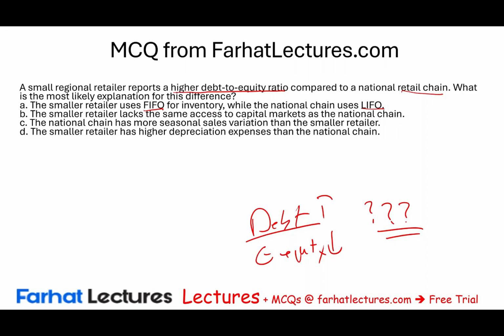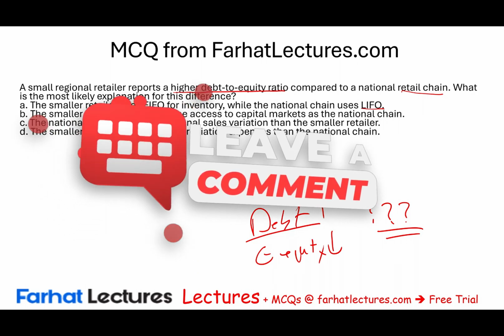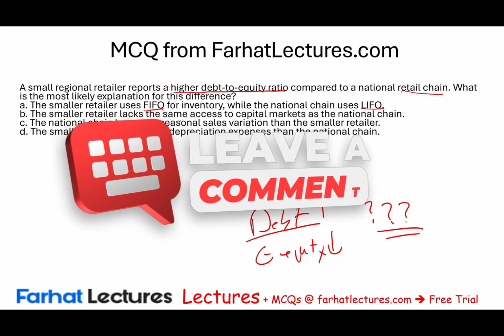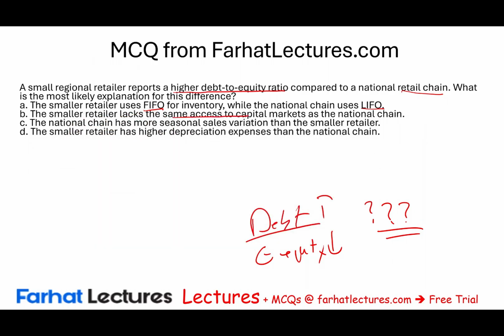B. The smaller retailer lacks the same access to capital as the national chain. Well, here we're working in that territory. Here we're talking about access to capital. If they lack access to capital, it means they cannot access capital as easily. I would say between A and B, I can definitely take A out. B is in that vicinity because capital market means borrowing money, financing yourself. So the smaller firm has more debt because they don't have the same access as the national chain, because the national chain might have more access to equity, to stocks. That's a possible good answer.